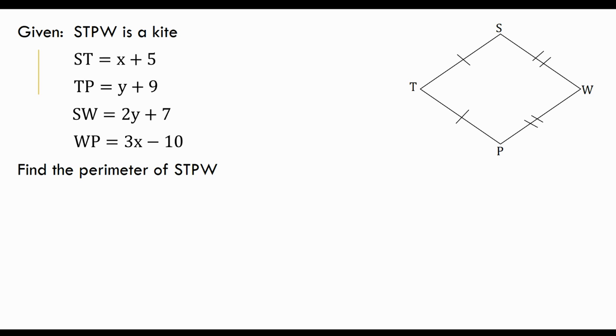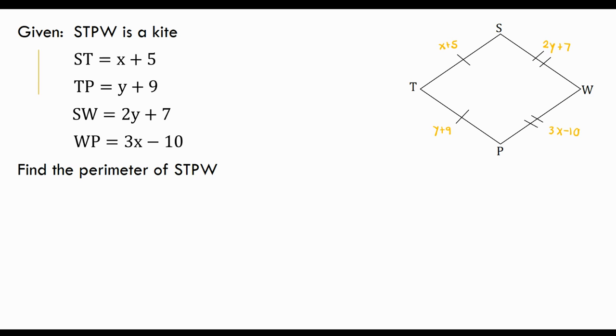All right, let's look at this problem. Once again, we're dealing with a kite. I'm telling us that ST is x plus 5, TP is y plus 9, SW is 2y plus 7, and WP is 3x minus 10. We want to find the perimeter.